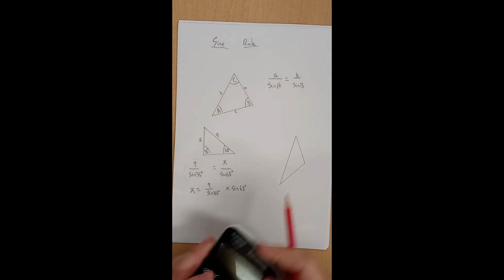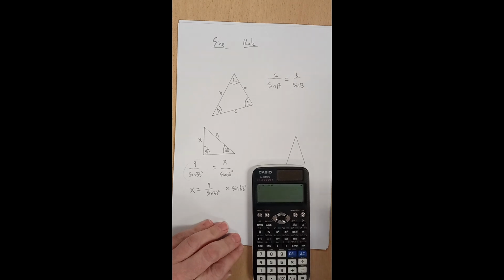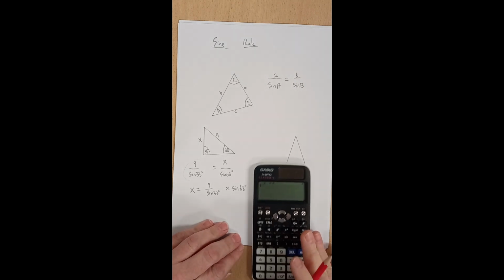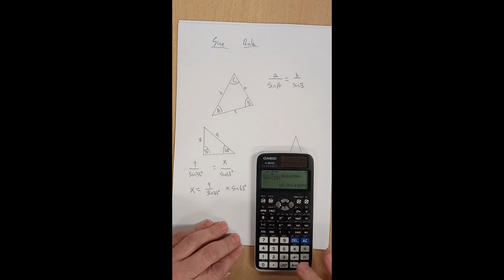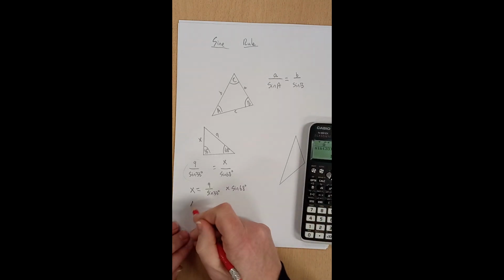So let's see what this answer is. They usually tell you to the nearest whole number, nearest decimal place, nearest degree, or whatever. So fraction 9 over the sine of 33. And make sure you close the bracket on that 33. Then come out of the fraction, multiply by sine 68, close bracket. And you get 15.32.